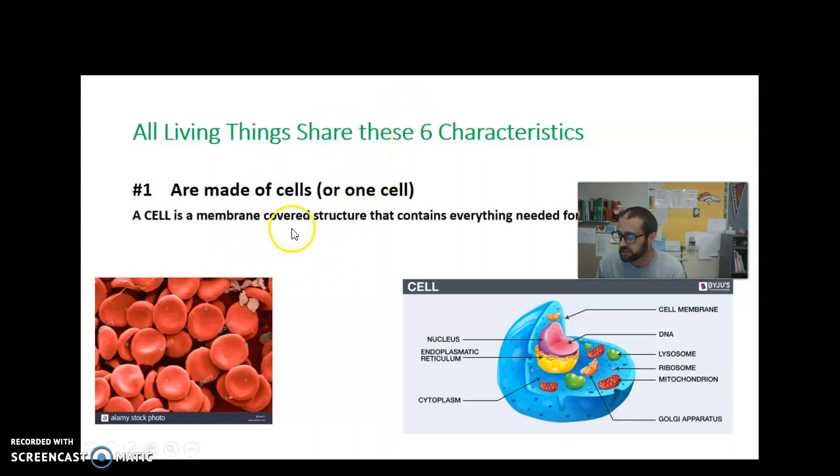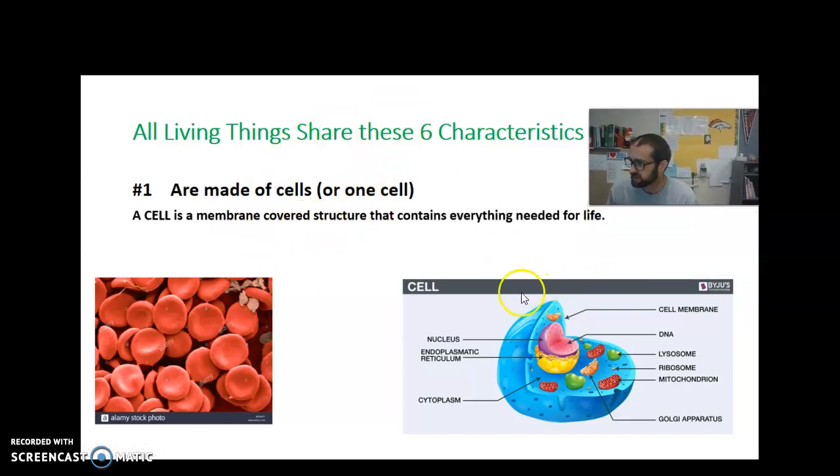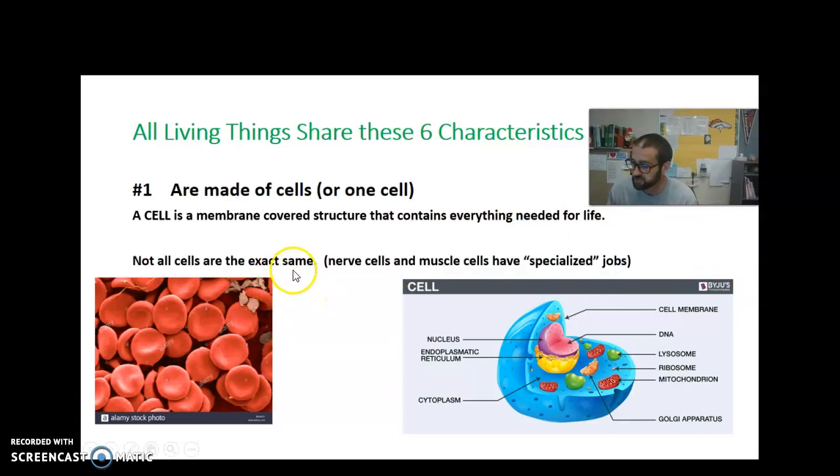So a cell membrane, that's a covered structure, and inside there, everything needed for life is in there. Not all cells are the exact same. So in your body, you have nerve cells and muscle cells. So they have specialized jobs, and we'll get into more of that later in the semester here.